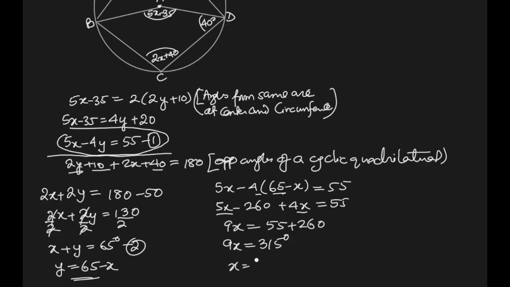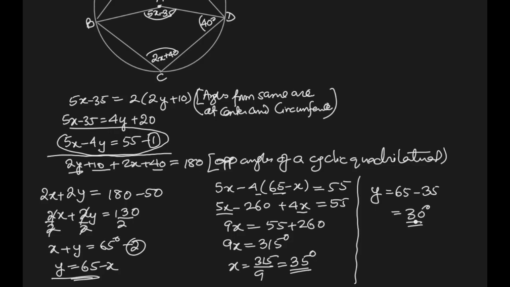So x will be 315 divided by 9, which is 35 degrees. This is x, and we can find y. We already know y is 65 minus x. So y is 65 minus 35, y is 30 degrees. We got the values of x and y.